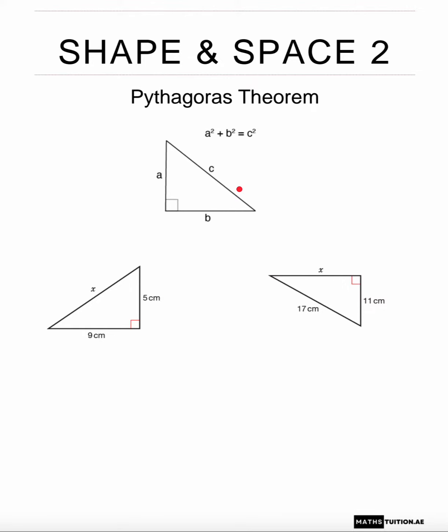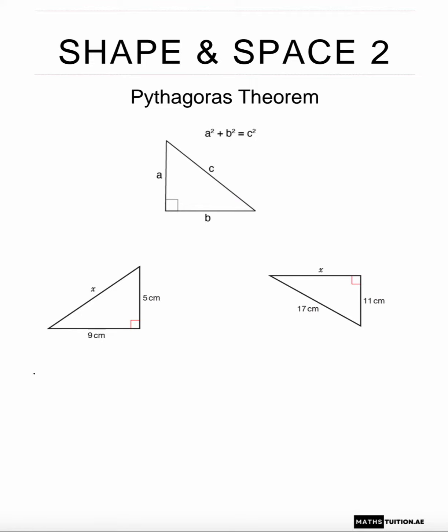What's really important here is that you always make the long side the c squared. The long side of a right-angled triangle is called the hypotenuse. So, in our first example, we have got the hypotenuse missing.